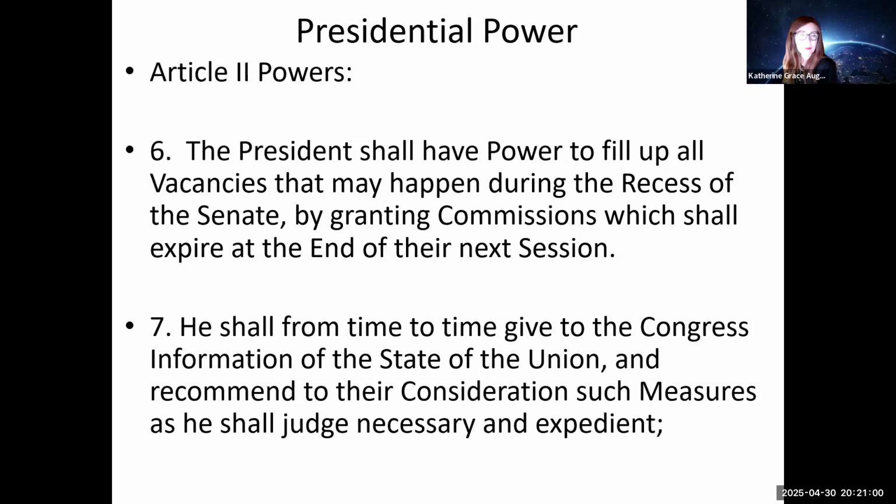The president shall have the power to fill up all vacancies that may happen during the recess of the Senate by granting commissions which shall expire at the end of their next session. So one of the things the president can do is wait till Congress takes a vacation and then appoint people like mad that he wants to have something done with and get them to do something. Okay? He shall from time to time give to the Congress information of the state of the Union and recommend to their consideration such measures as he shall judge necessary and expedient.